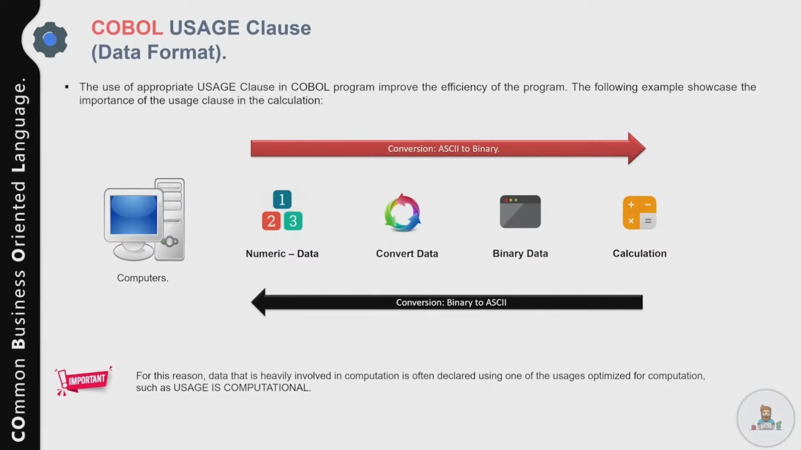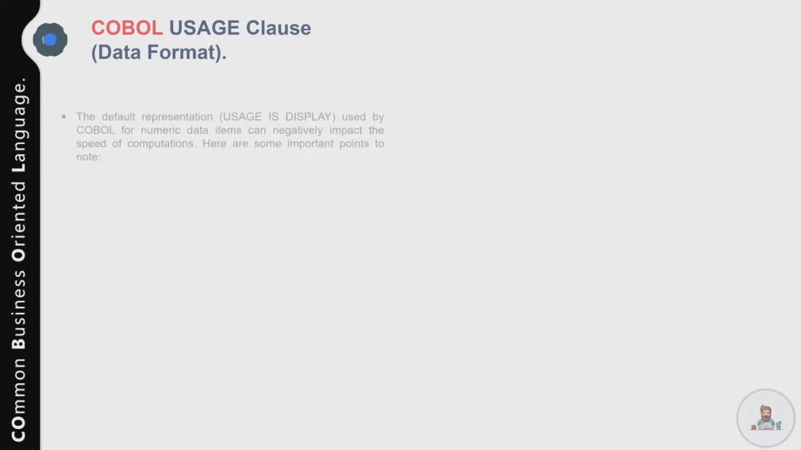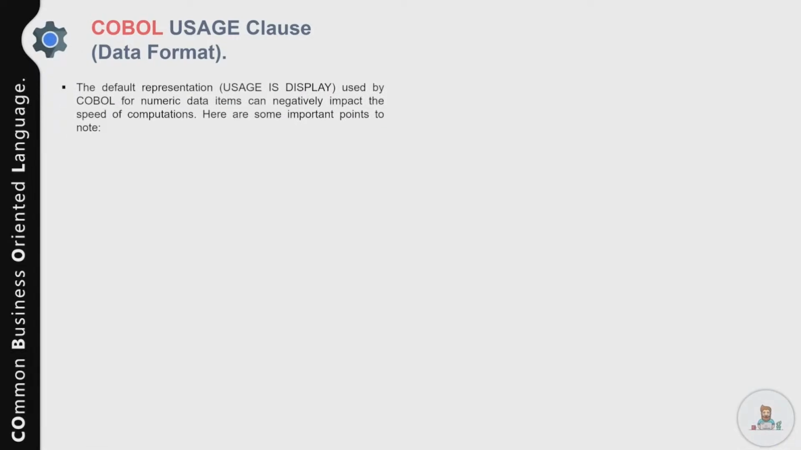Due to this fact, data that is heavily involved in computation is often declared as USAGE IS COMPUTATIONAL, which is optimized for calculation. So finally, the default representation, USAGE IS DISPLAY, used by COBOL for numeric data items, can negatively impact the speed of computation. Apart from that, there are a couple of additional points that you should always remember when you're using the usage clause in your COBOL program.